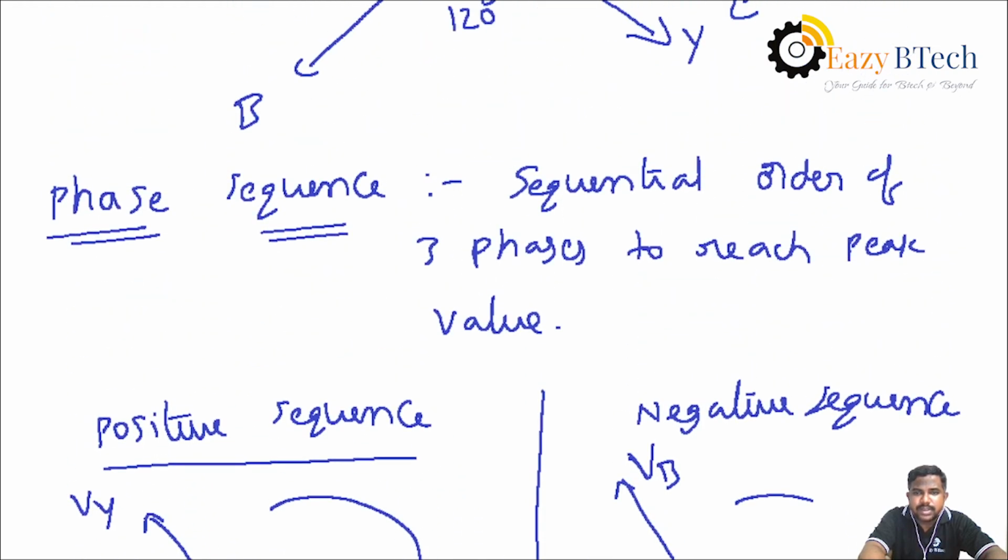Phase sequence plays a very important role in the running conditions of the induction motor. If any two phases are reversed, then the motor also runs in the reverse direction. The direction will be reversed when the phase sequence is reversed.